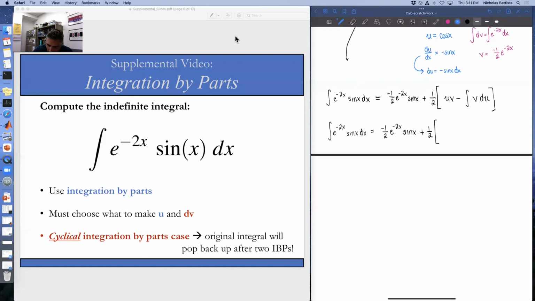So the second time, our u was cosine, so for u we will write cosine of x. The v in this case was still equal to the same v that we had before, so we'll just plug that in, minus 1/2 e to the minus 2x, and minus the integral of v, which we just wrote, minus 1/2 e to the minus 2x, times du, which again, du now, is that minus sine of x dx.